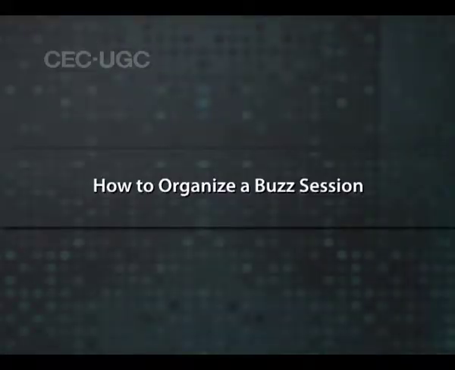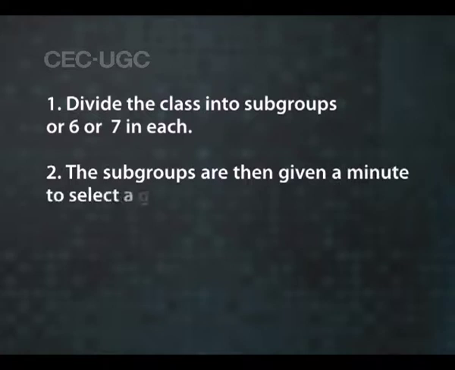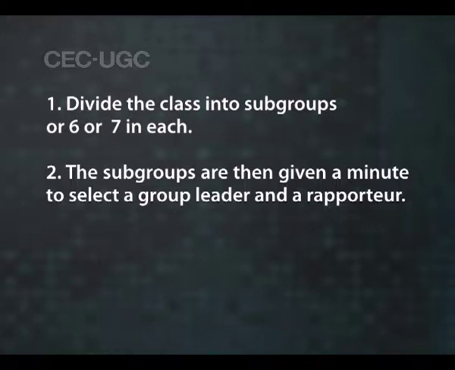How to organize a buzz session? A buzz session can be organized in the following manner. Divide the class into subgroups of 6 or 7 in each. The subgroups are then given a minute to select a group leader and a rapporteur. The rapporteur is the person who is responsible to report the activities and summary of discussions to others.